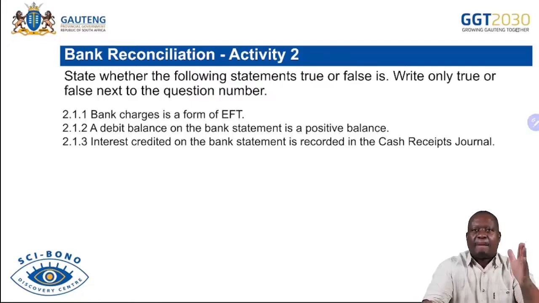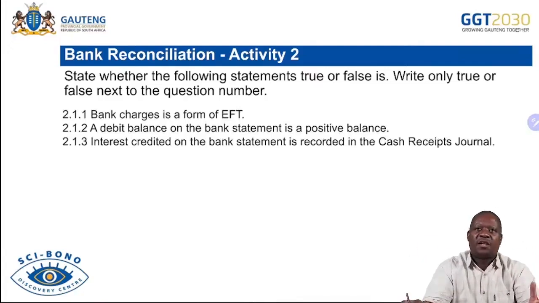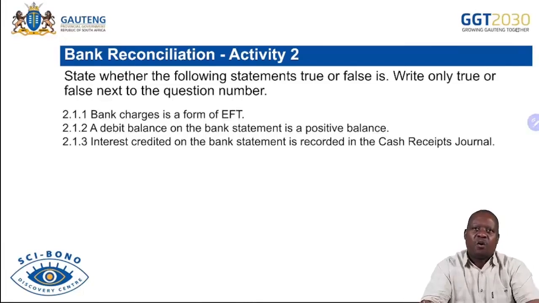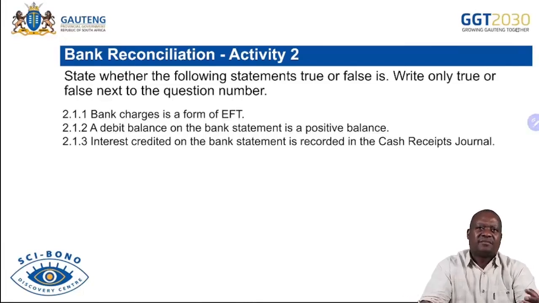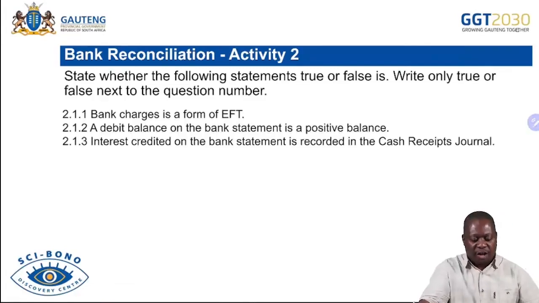Remember, the bank account, the bank statement, mirror image, the other side, overdraft, favorable balance. How do they relate? You need to understand that if you don't, we are still going to be having problems in answering such questions. Interest credited on the bank statement is recorded in the CRJ.